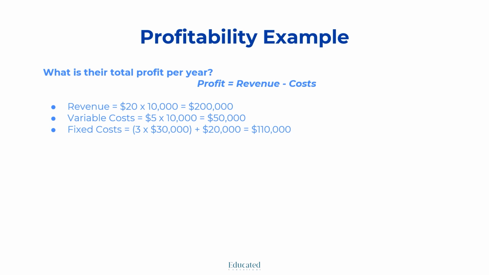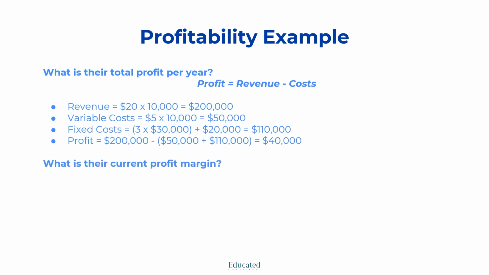From this information, we can then calculate profits using the formula revenues less costs. Therefore, profit per year is $40,000. The second question we will solve is: what is their current profit margin? To calculate this, we will use the formula of profit divided by revenues. Using the information we previously calculated, we can see that the toy store's profit margin is 20%.